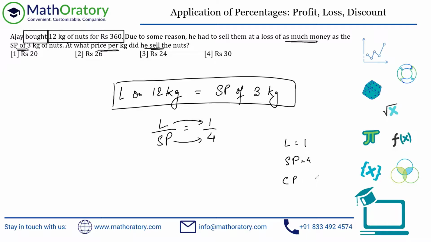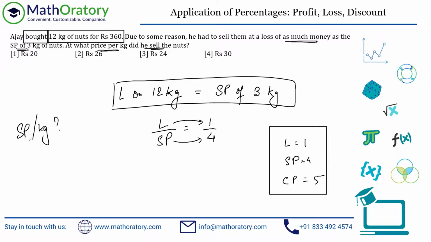First of all, if there is a loss, the CP should be more than the selling price, right? It's a very natural idea. So L plus SP should be equal to CP. So CP should be 5, right? Once you have got this relationship, now you can figure out anything using this. For example, in this question, what are we looking for? We are looking for the price per kg at which he sold the nut. So we are looking for selling price per kg. This is the question, isn't it?